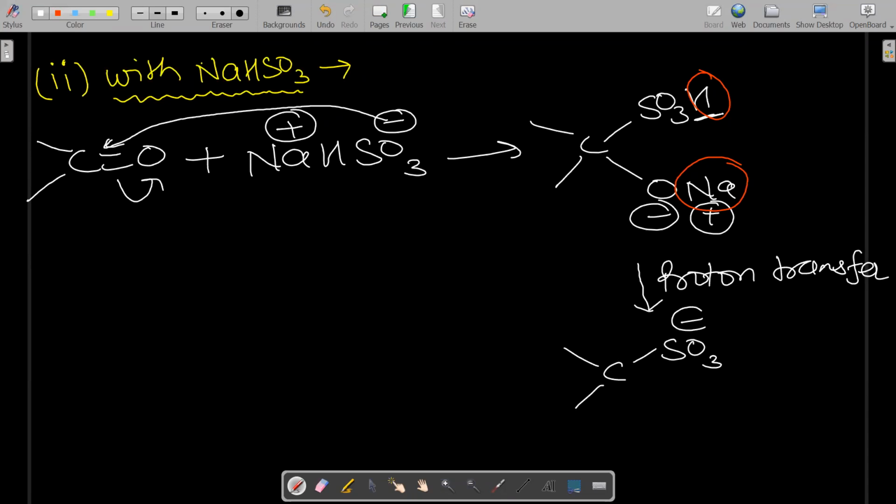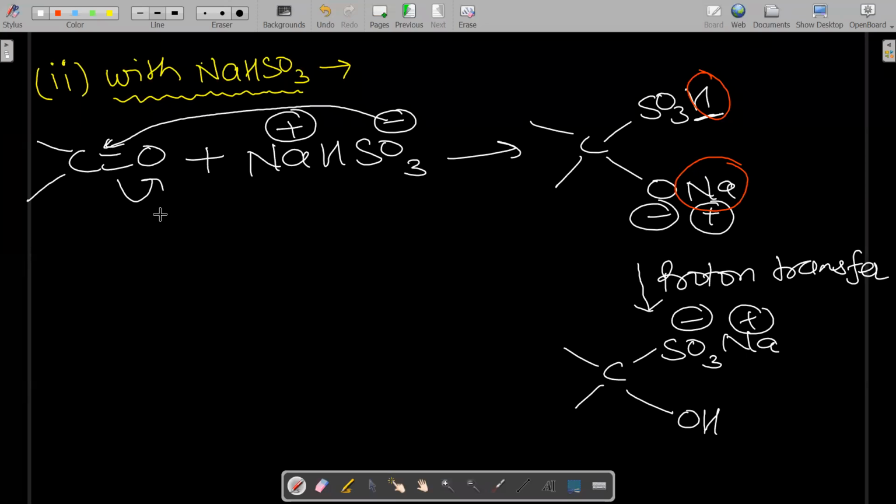SO3 minus Na plus. Now there will be exchange of H plus and Na plus, and finally we are getting the alcoholic product. So this is the final addition product. You are getting this product, but due to proton transfer, they are exchanged with each other. We get this product, SO3 minus Na plus, meaning the sodium salt of sulfonate. And this is the crystalline product.